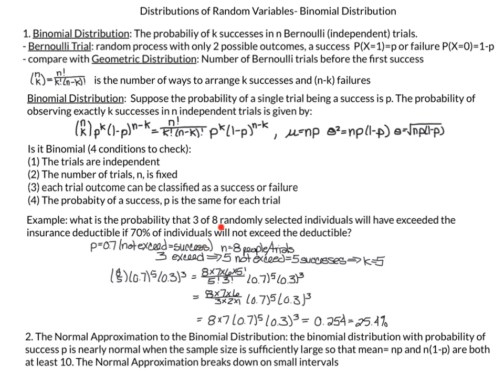And then here we're randomly selecting 8 individuals. So those are the number of trials or the people we're going to look at. We want to know the probability that 3 will exceed. So 3 exceed, that means 5 of the 8 people then will not exceed. So we are looking for 5 successes. You have to be careful that here this probability is about not exceeding, where we want the probability that people have exceeded. So make sure you subtract the 3 from the 8 to get 5 not exceeding the deductible.